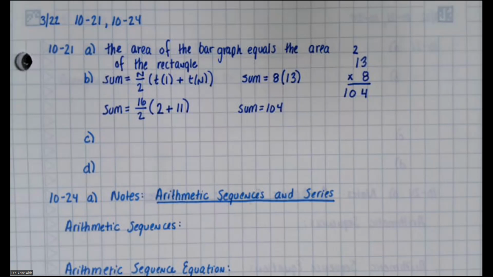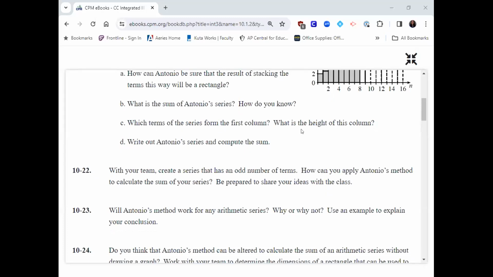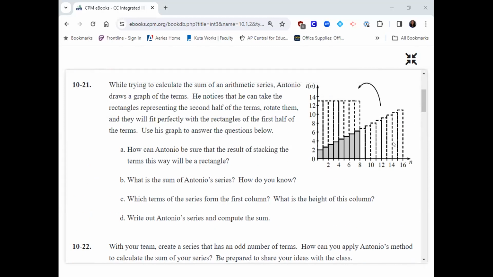Yeah. Okay, C. Which terms of the series form the first column? Okay, this is actually my favorite part of this whole problem. So if Antonio took all of these over here and flipped them upside down and put them here, which 2 terms would form the first column right here? Term 1 is right here. And what's this one? Last term. What is the last term? First term plus last term.